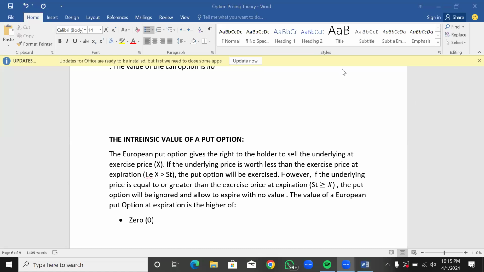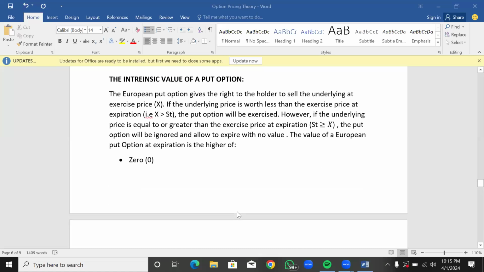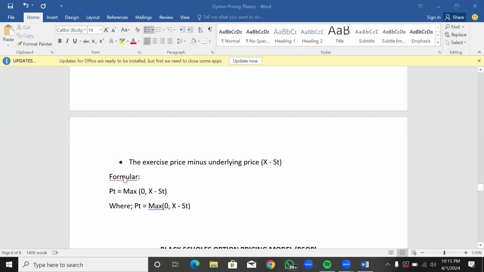Thank you. So the question was asked: anytime you see 0, it means that the option has no value and it is ignored. That is why we have 0. So this is the formula for the put option: max of 0, X minus ST. It's just the opposite of the call option. The call option was stock price minus the exercise price, which is your ST minus your X. But this one is the opposite of that.